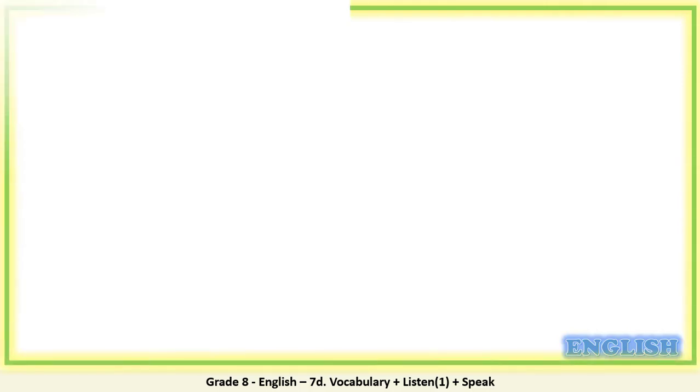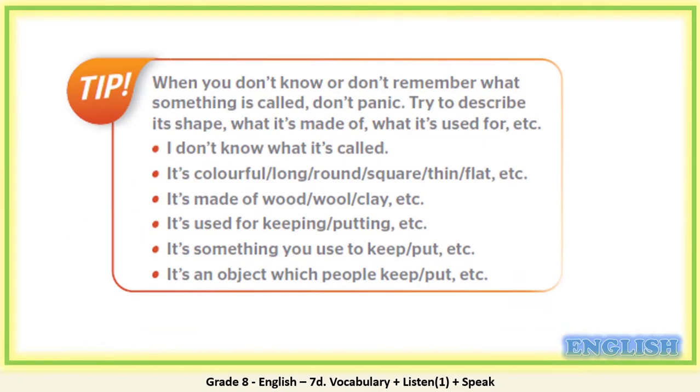Now let's have a look at this tip. When you don't know or don't remember what something is called, don't panic. Try to describe its shape, what it is made of, what it is used for, etc. For example, I don't know what it's called. Number 2, it's colorful, long, round, square, thin, flat, etc.